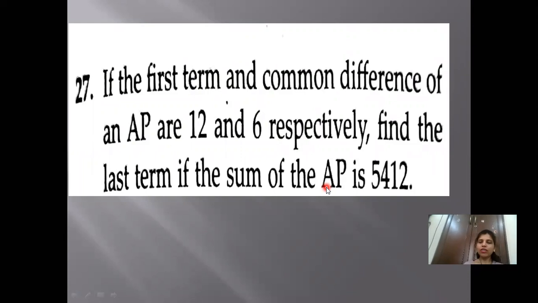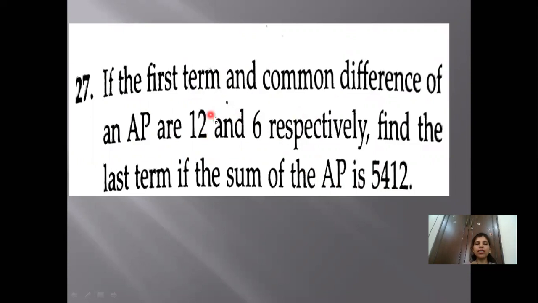So we are on the 27th sum of 9B exercise. Here, let us read the question first. If the first term and the common difference of an AP are 12 and 6 respectively, find the last term if the sum of the AP is 5412.